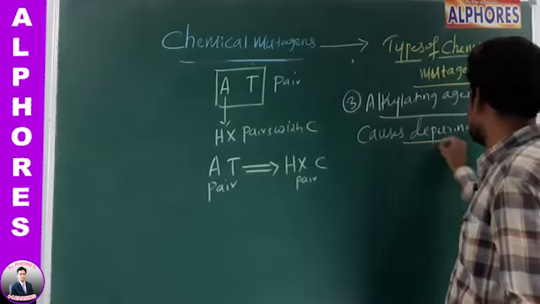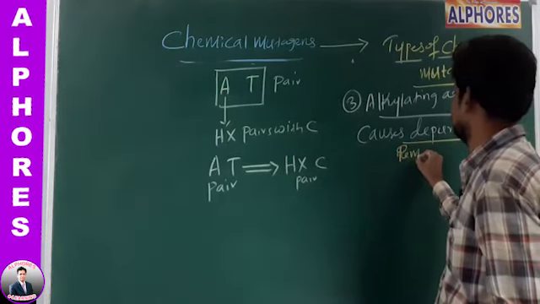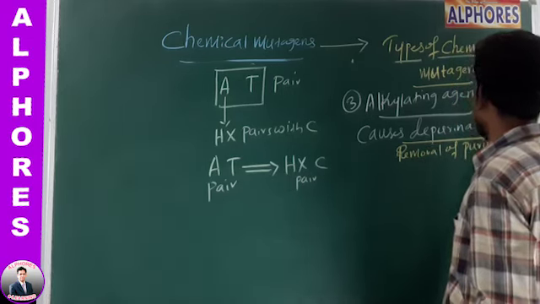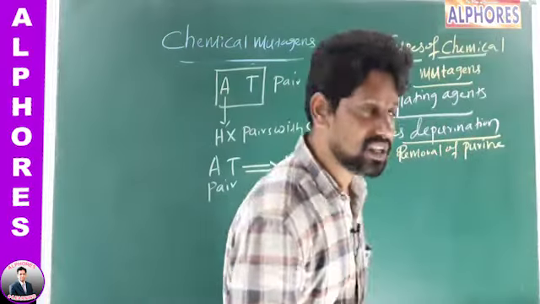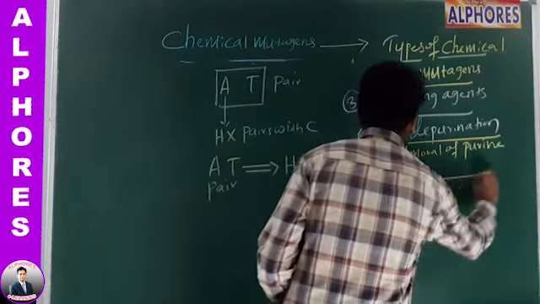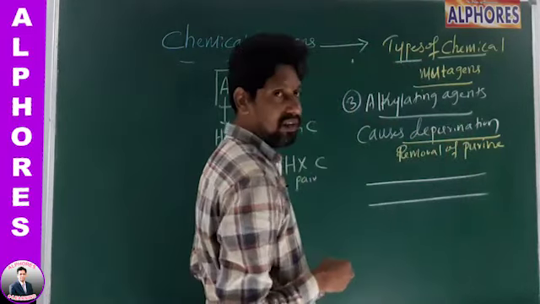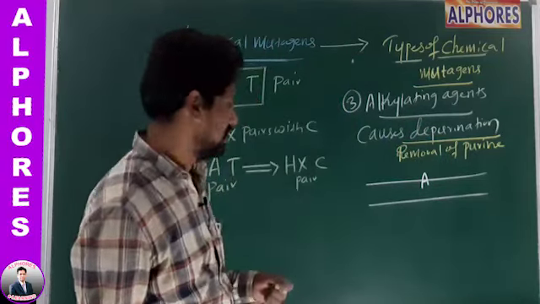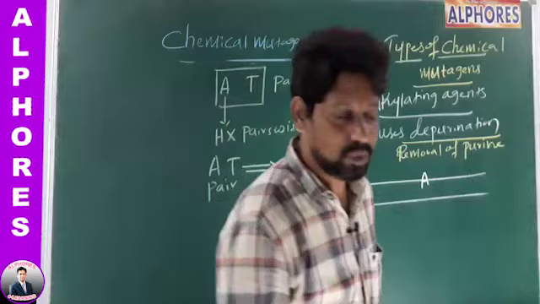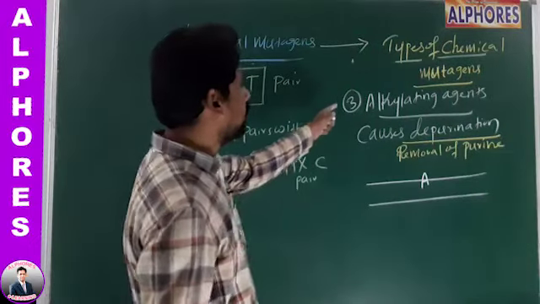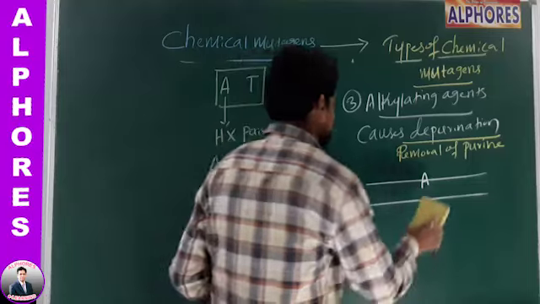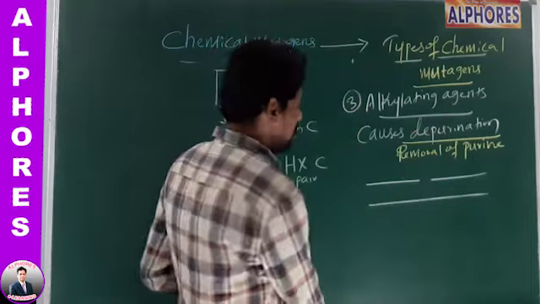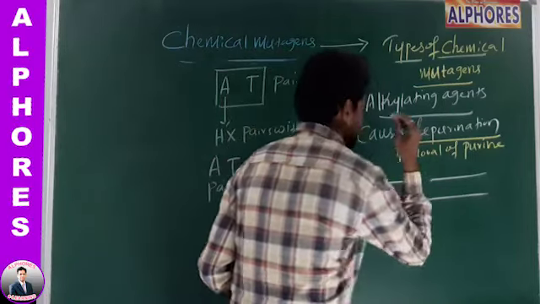What is the meaning of depurination? Removal of purine. For example, here I am taking a double-stranded DNA. In this double-stranded DNA, adenine is present, and adenine is a purine. Due to these alkylating agents, this purine was removed. Now there is a gap in this double-stranded DNA.